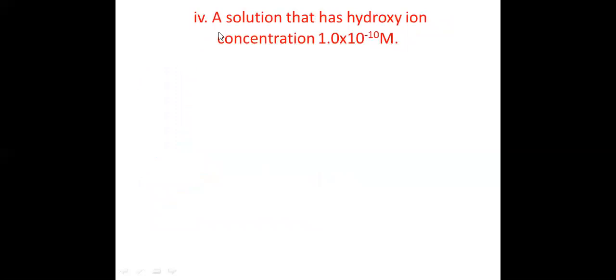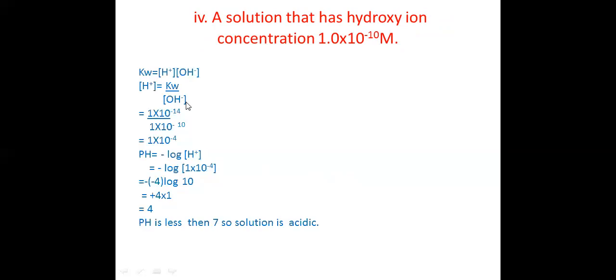The next question is a solution that has hydroxyl ion concentration 1 into 10 raised to power minus 10. The same hydroxyl ion concentration is given. So we will first find out the hydrogen ion concentration by the same method, by taking the water ionization constant formula and putting in the value. We will get 1 into 10 raised to power minus 4. So this is the hydrogen ion concentration. Then we will put the hydrogen ion concentration in the pH formula. Then the pH is 4, and as this pH is less than 7, the solution is acidic.